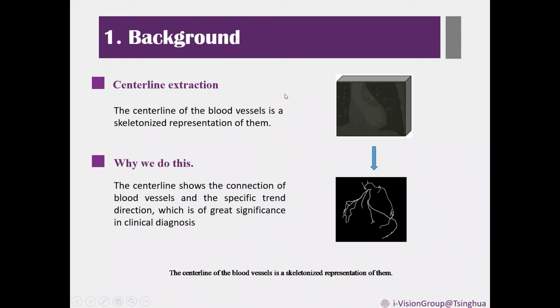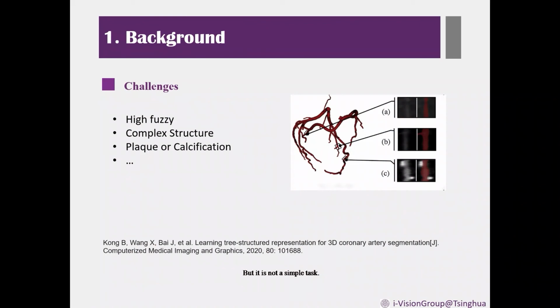The centerline of the blood vessels is a skeletonized representation of them. The extraction of the centerline is to obtain this skeleton from the medical image. Then, why do we do this? The centerline shows the connection of blood vessels and the specific trend direction, which is of great significance in clinical diagnosis. For coronary artery, extracting centerlines from CT is the first step to evaluate the plaque and stenosis. But it's not a simple task.